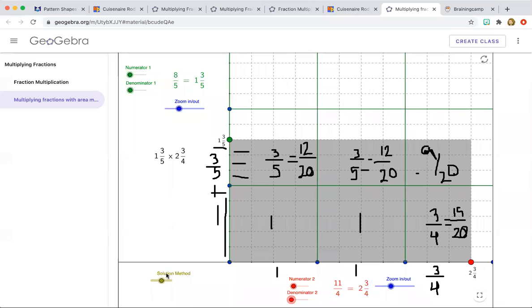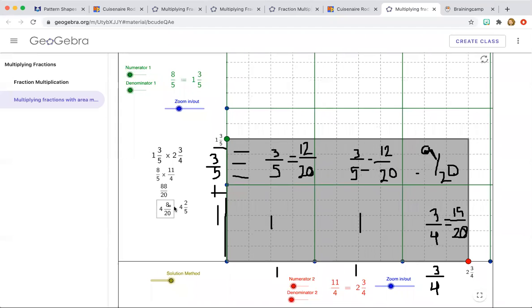Or you can think about it as, right, where the algorithm comes from. You can create fractions greater than 1, multiply across, right? Multiply the numerators, multiply the denominators, and then you can simplify 4 8/20, 4 2/5. If we added all of these together, right, 12 plus 12 plus 9 plus 15, we would have that same total.